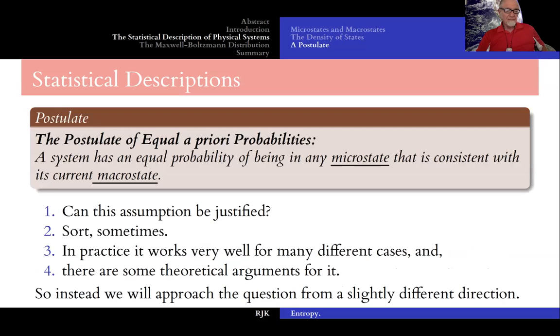So I'm going to give another assumption, the postulate of equal a priori probabilities. This is not always true, but for the systems we're going to be working with, we're going to deal with this being true. So a system has an equal probability of being in any microstate that is consistent with the current macro state.